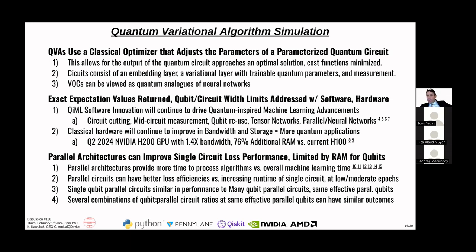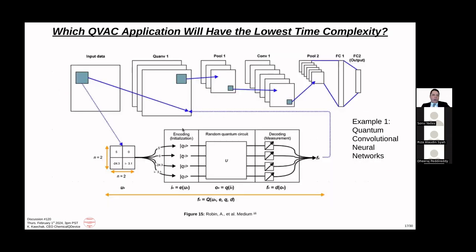I've seen other parallel algorithm work, especially in the beginning of all this before the QML stuff came in, where they're using parallel architectures to get better performance. It's worth checking out.